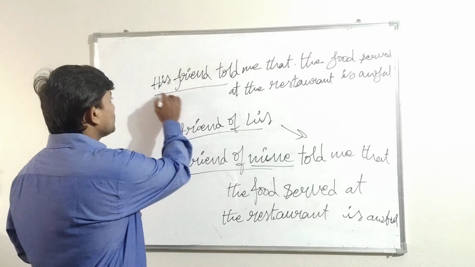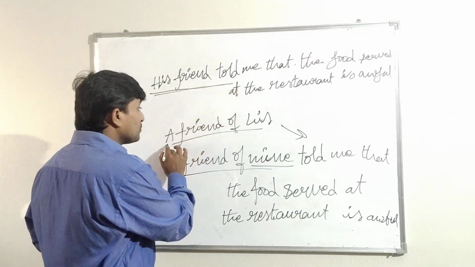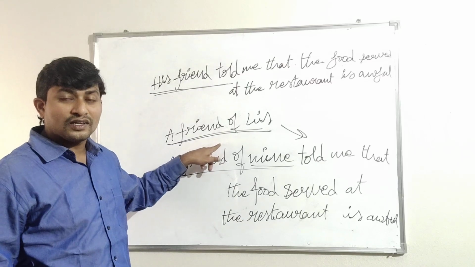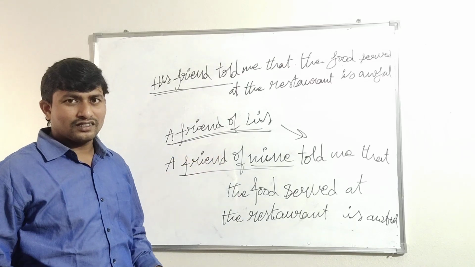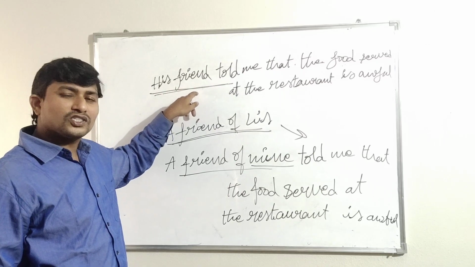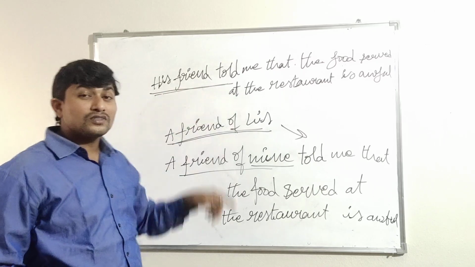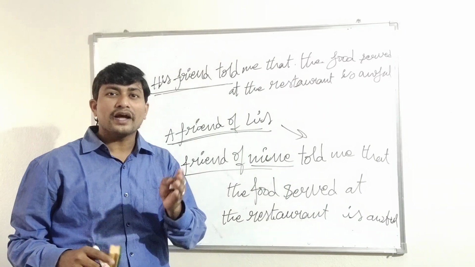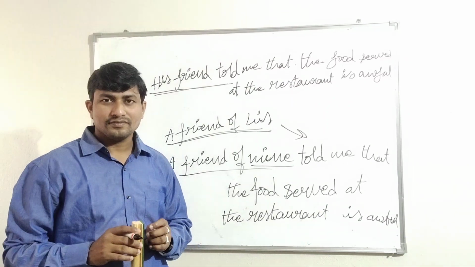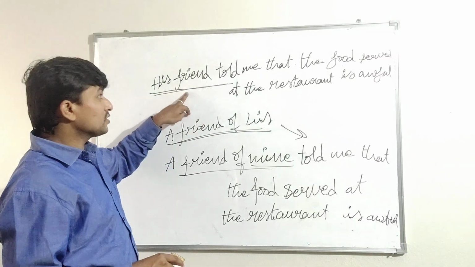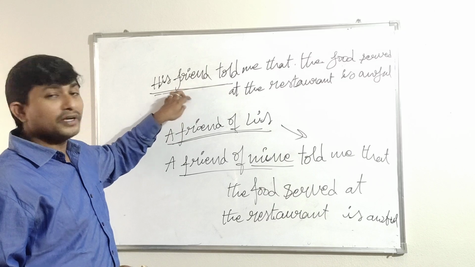So what is the difference between "his friend" and "a friend of his"? "A friend of his" is not specified, so one of his friends. And "his friend" here is particularly specified. The person is known to both, that is you and I. So we both know who the person is. So that's why we have mentioned.